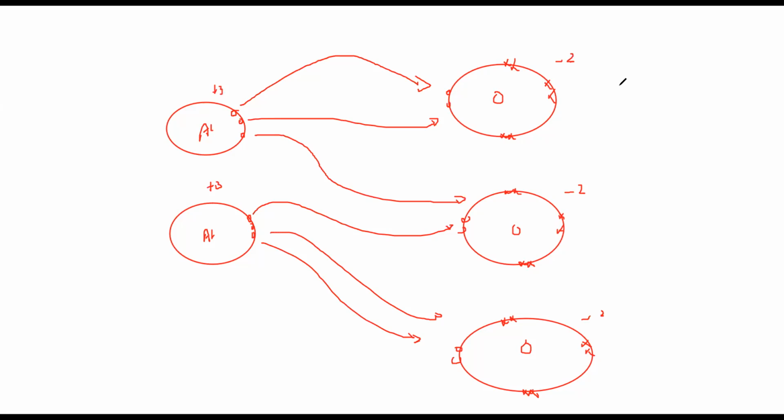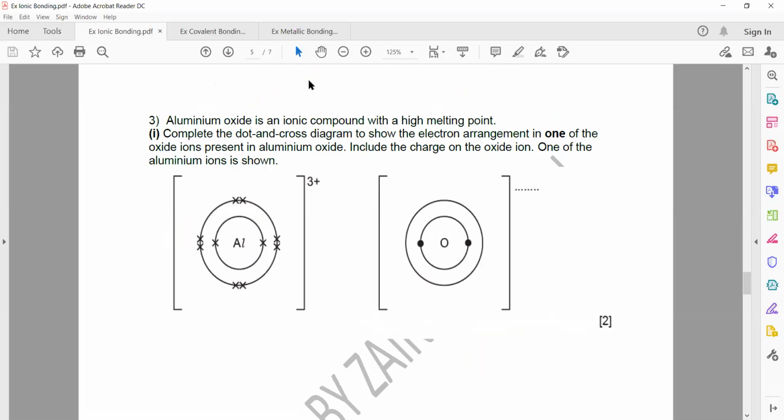So in the question, they don't say draw the full aluminum oxide. They just mention draw one oxygen ion, or oxide ion, in aluminum oxide. So here you have to draw oxygen, which belongs to group 6. So oxygen already has 6 electrons, and it took 2 electrons from aluminum. So the charge will be -2, or 2 minus. Is it clear? Yes. So we have to draw only one oxide ion, or oxygen ion, instead of drawing the whole aluminum oxide.